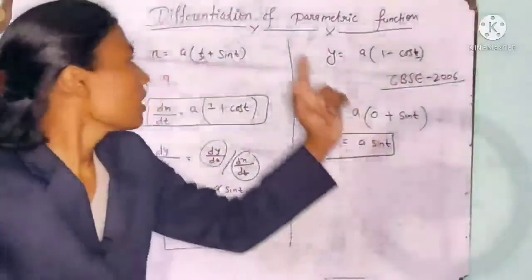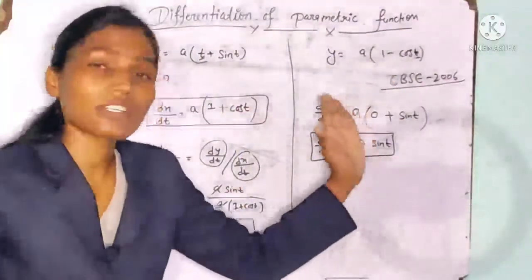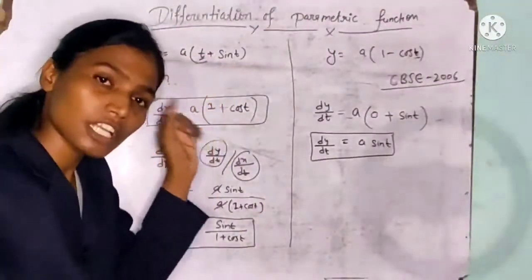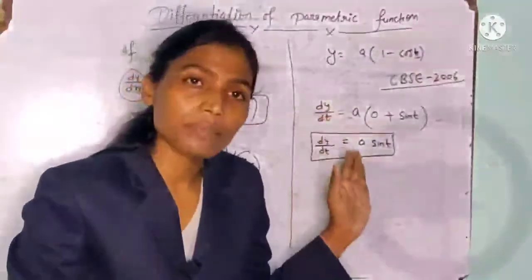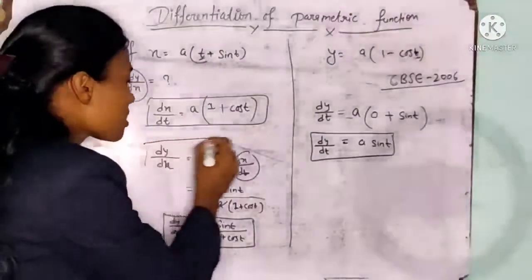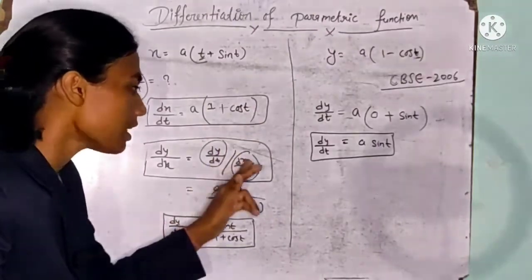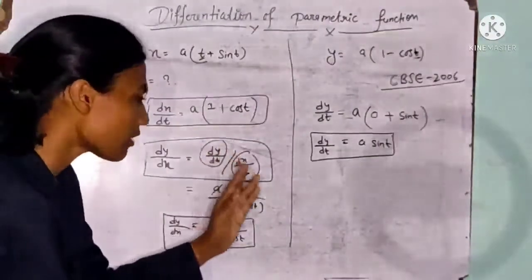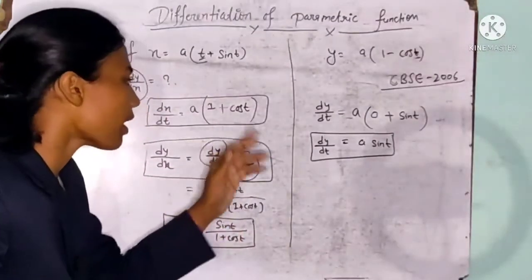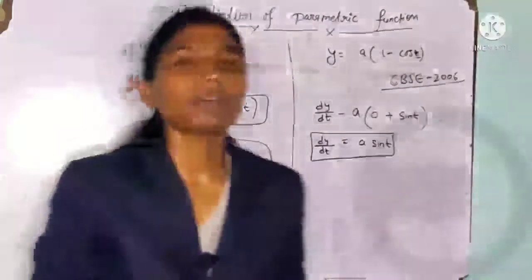So now, when x is given and y is given, different functions but the same variable, likewise differentiate x with respect to that variable and y also with respect to the same variable. Then arrange these functions this way. This is the standard way: dy by dx, then we find dy by dt and dx by dt. So dt gets cancelled and finally we get dy by dx. We substitute the dy by dt value and dx by dt value, and finally we get this. I hope you can understand.